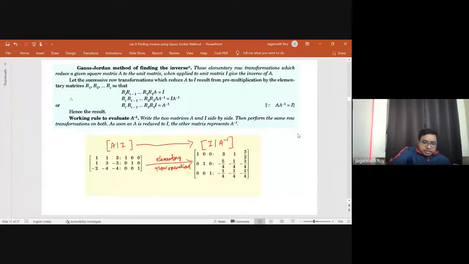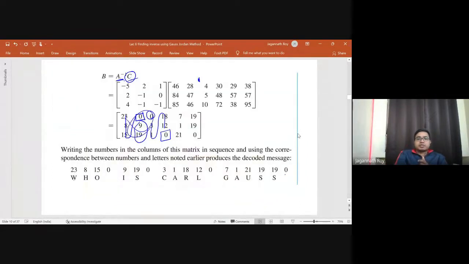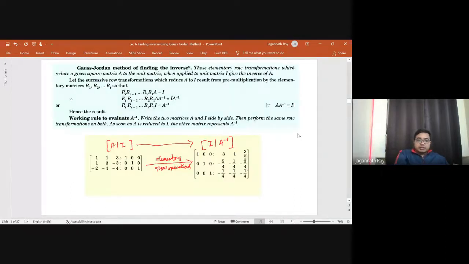Now, as you can see, the application of inverse is very important in several fields of engineering and computer science also. So it remains to find how to find A inverse for a given n by n matrix A, where n is greater than or equal to 4.